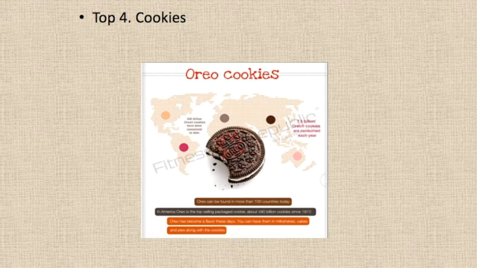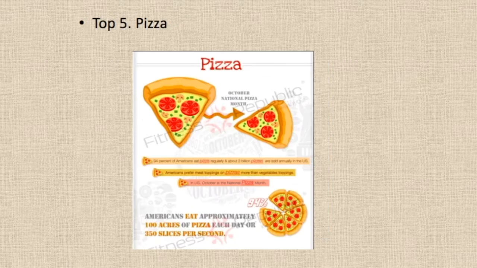The top four is cookie. A cookie is a small, flat, sweet baked good, usually containing flour, eggs, sugar, and either butter, cooking oil, or another oil or fat. It may include other ingredients such as raisins, oats, chocolate chips, or nuts.